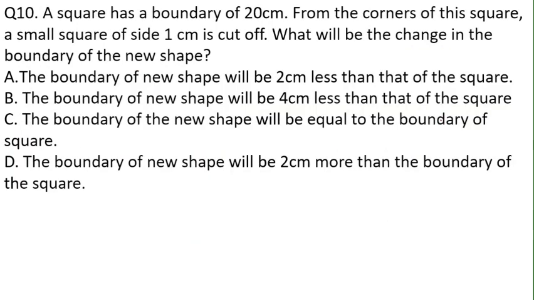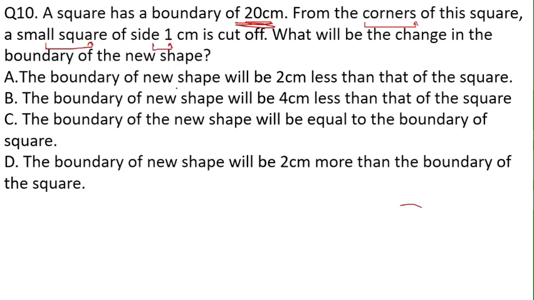Now this is the question that I have already taken in the previous class. So what is the question talking about? A square is there whose boundary is 20 centimeter. So, a square of boundary 20 centimeter, and from that square, one of the corners we are going to cut off a given shape, that is a square, of side 1 centimeter. Then what will change in the boundary of the new shape?